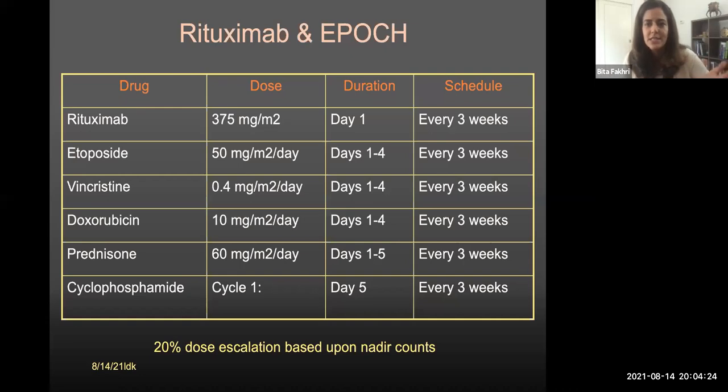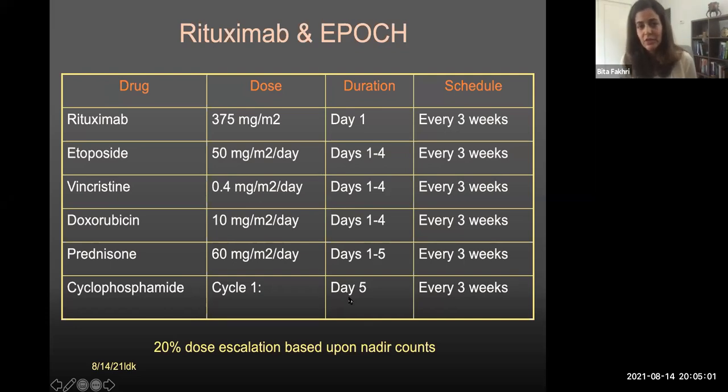So it's the same, you see, CHOP, it's EPOCH. It has one additional drug, etoposide. The difference is R-CHOP is given in one day, but EPOCH is continuous infusion. So rituximab is given on day one, and then there is an orange bag or a pump that contains etoposide, vincristine, and doxorubicin given in continuous infusion for 96 hours, days 1 to 4. And then prednisone is administered orally days 1 to 5 and cyclophosphamide day 5.